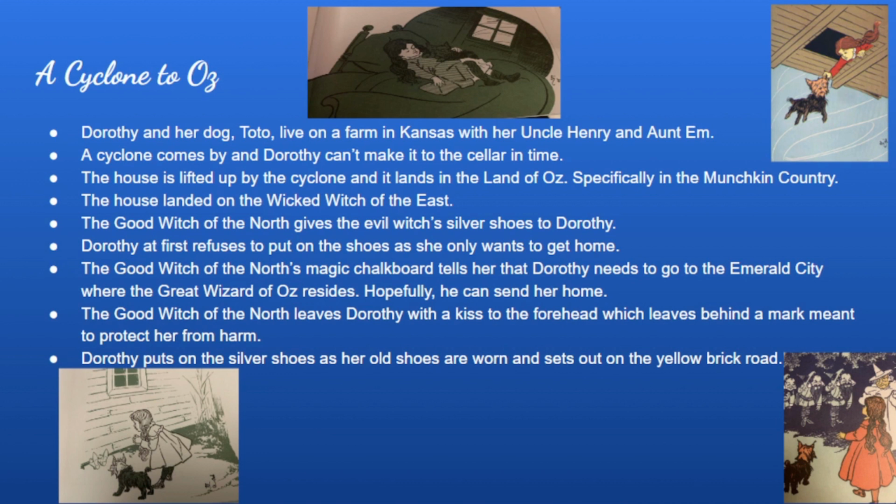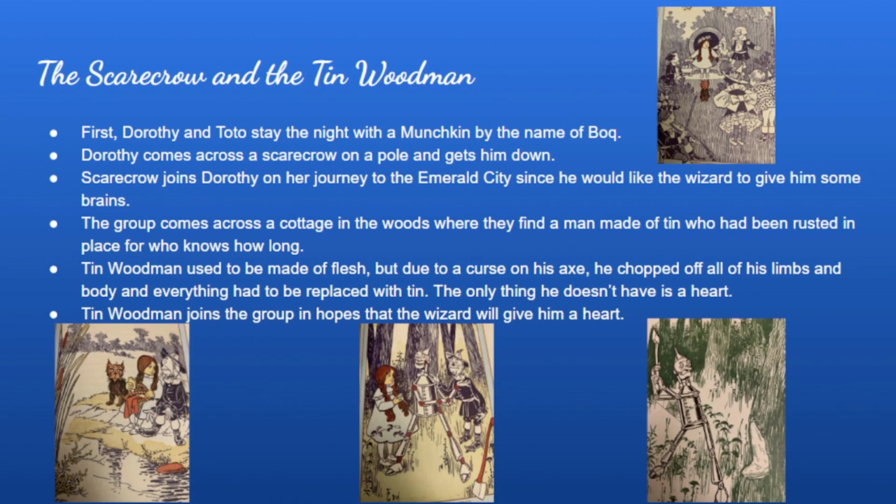She only puts them on because her old shoes were worn. And now it is time for Dorothy and her trusty dog, Toto, to start their quest down the yellow brick road. Now Dorothy stays the night at a home owned by a munchkin named Buck, and then the next day she finds the Scarecrow. She helps him off a pole, and he wants to go with her to the wizard so he can get some brains, for he cannot think very well.